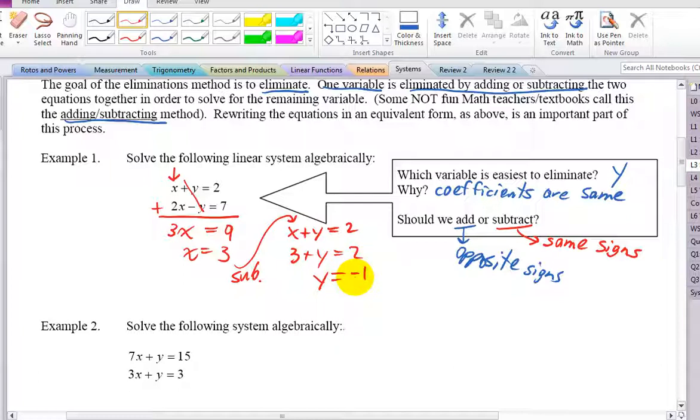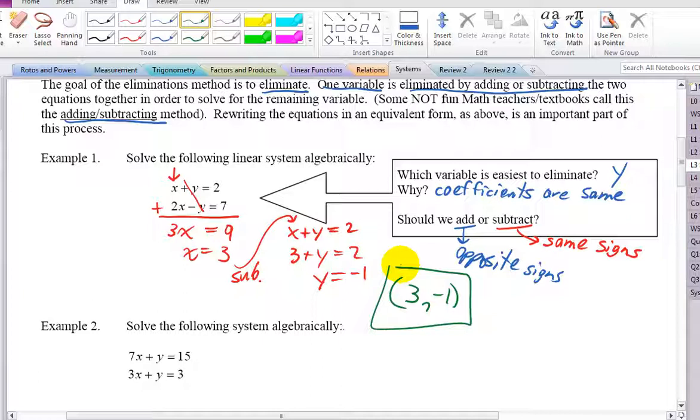-1. Bring the 3 to the side by subtracting. And so your answer then, your solution to the system is (3, -1). Okay, and you put it in a square box. All right. So that's your answer, that's your solution.